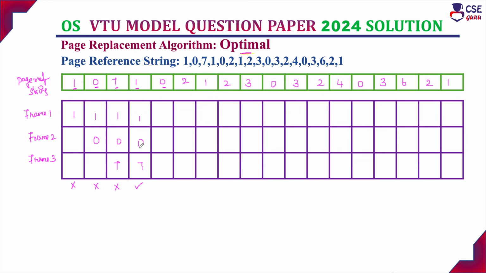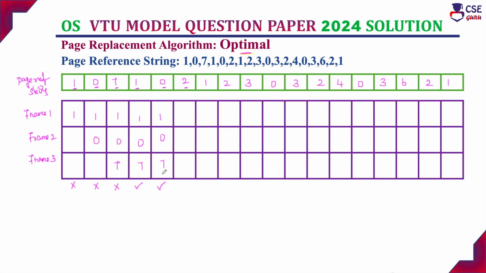Next reference string is 0. Page 0, that is also available. So this also will be considered as a page hit. So whenever you are referring any page, if it is available among these 3 frames, that will be considered as page hit. If it is not available, that will be considered as page fault. Okay. Next reference string is 2.